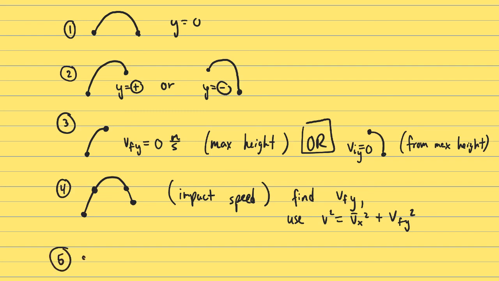Number 5 is the horizontally fired problem. And in this case, VI is equal to V bar X, and VIY is equal to 0 in this problem. Remember, this problem is the horizontally fired. This is the one that we started the chapter with. Since we've done that one in the beginning, examples 1 and 2, right, it's classical problem number 5 here.